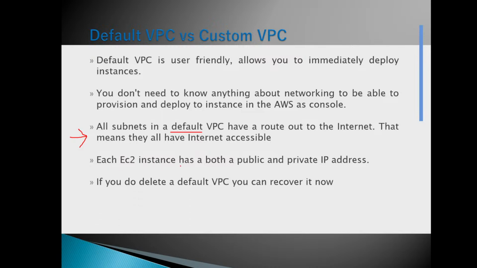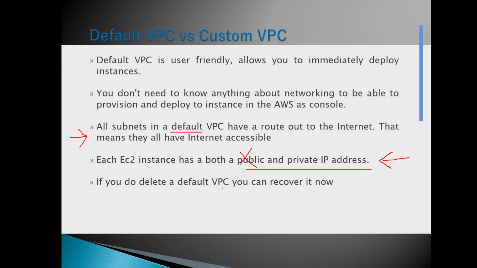Each EC2 machine instance has both public and private IP ranges. Always remember, each EC2 machine will have a public and private IP address. If it's a private machine and you remove the public IP address, the machine will have only a private IP address. But the private IP address is necessary. If you remove the public IP address, it doesn't matter, but each machine will have a private IP address attached to it.